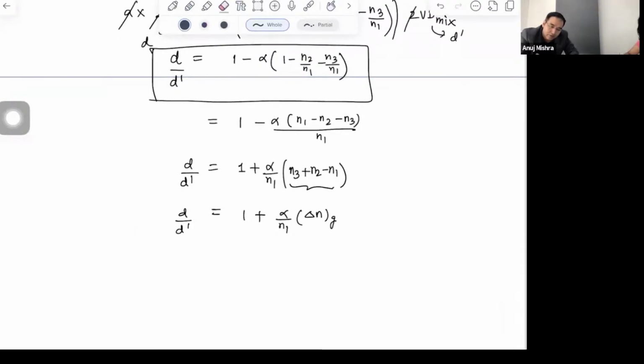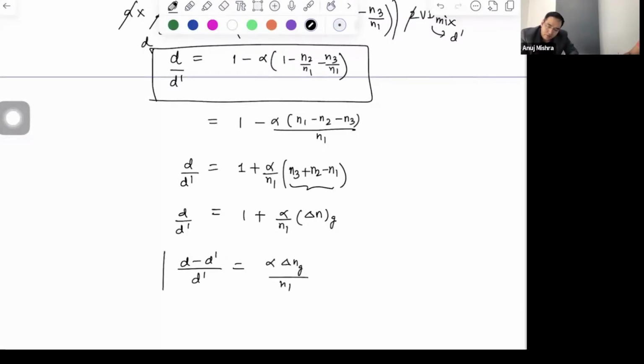Or D minus D prime upon D prime is alpha delta Ng upon N1. So you can play around and solve any number of questions based on this. Is it okay? Is it all okay? So vapor density, molecular weight, there won't be any problem with this, right? Is it clear now?